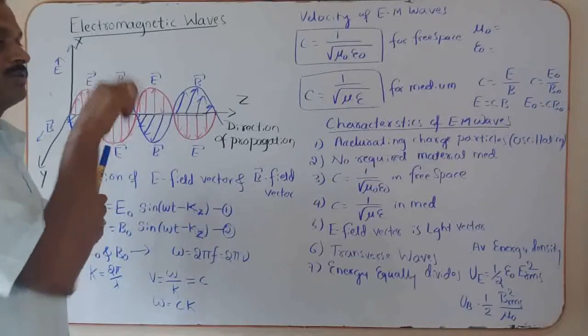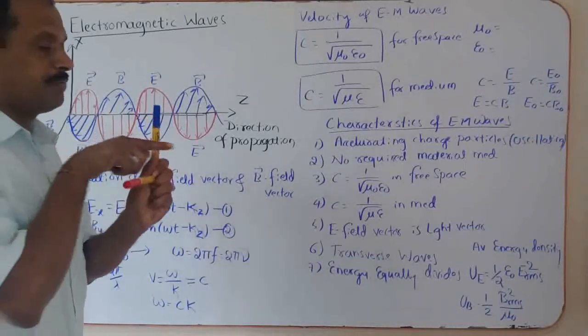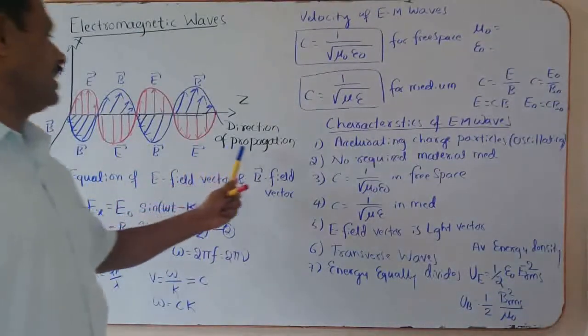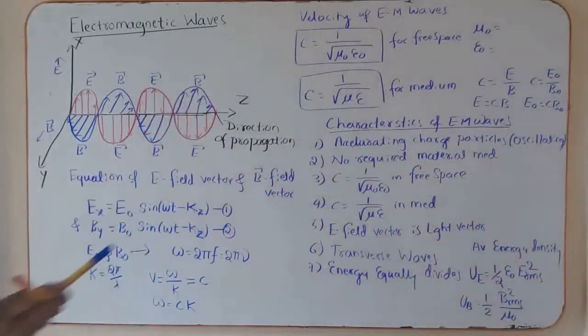Now this sinusoidal variation in a particular plane which is perpendicular to the direction of the propagation of the wave, such waves are called, that is said to be, electromagnetic waves.